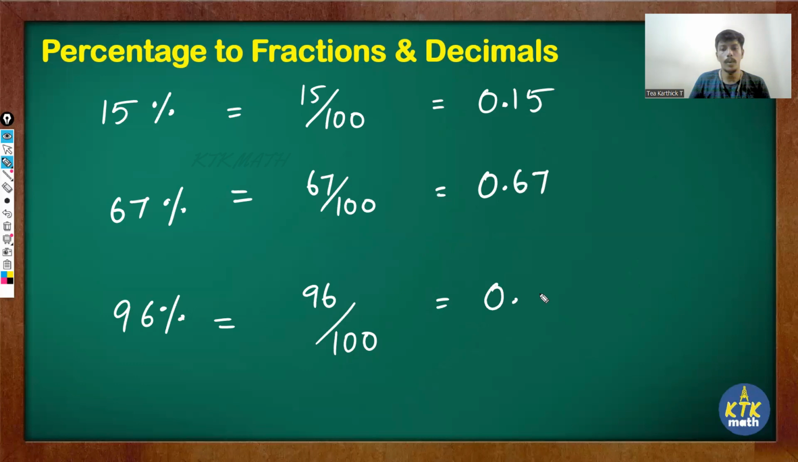0.67, 0.96. After the decimal point, when you are reading, you just read the numbers individually. Don't read it like 0.15, 0.67. I hope you know this already, but anyhow, I'm just giving you this as well. Okay, so this is how we are going to convert, children. This is going to be very, very easy when you are converting a percentage to fractions and decimals.